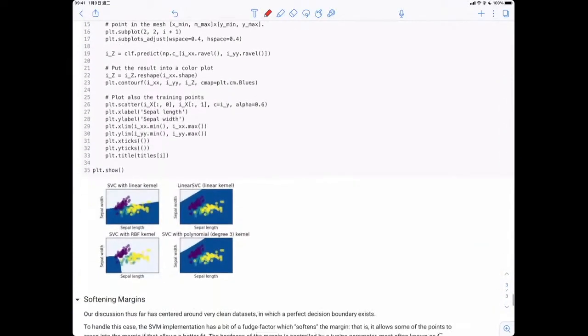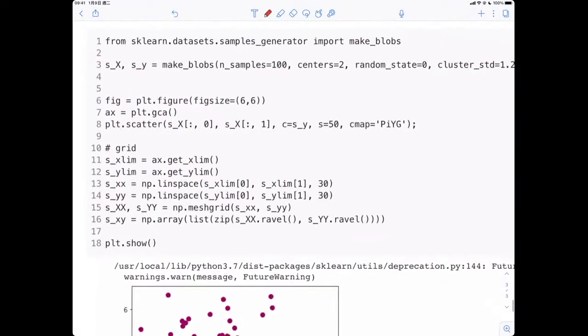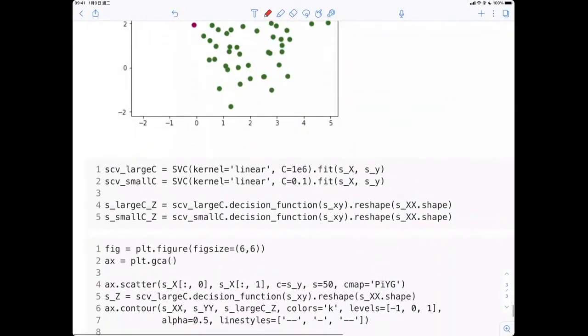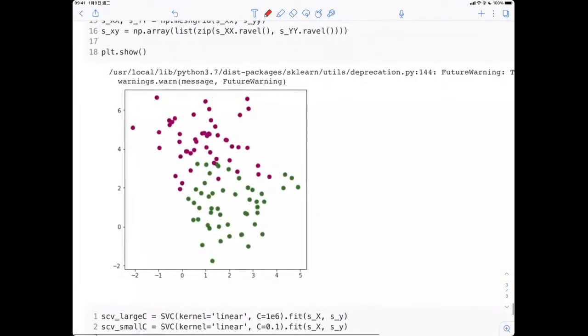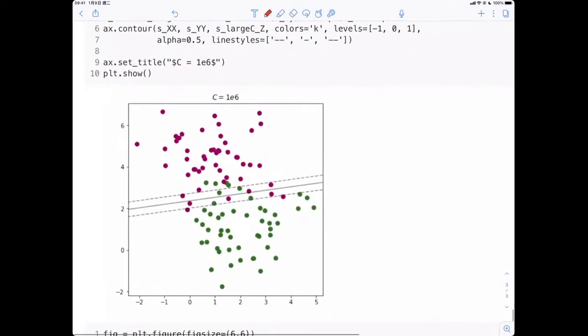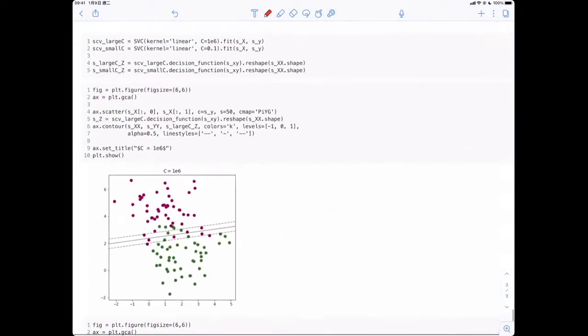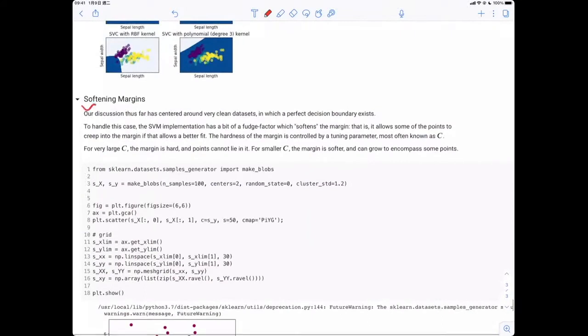There's another thing to talk about. Sometimes your data is not clean, like this, so that you cannot find a very nicely cut line to separate these two data sets, right? If you just do nothing, you may get such an SVM line, and the width is very, very small. However, there's a concept we call softening margins. Usually, it is represented as C when you adopt SVM.